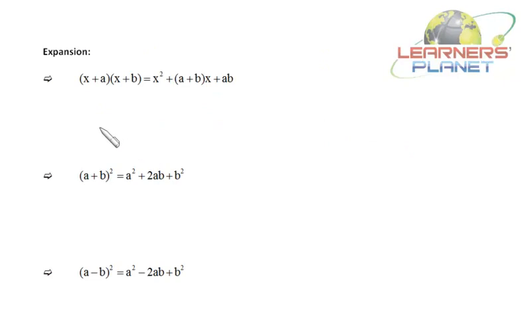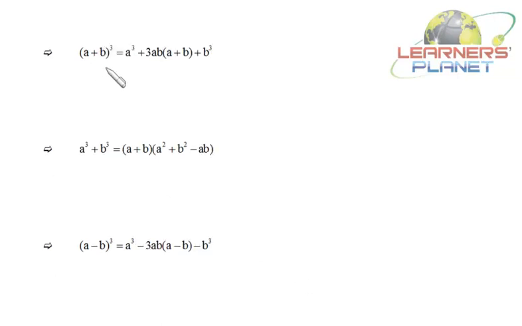Now we see some important expansions which will be useful when we are going to solve multiple choice questions. See this first expansion: (x plus a) into (x plus b) is equal to x square plus (a plus b) x plus ab. This is actually polynomial multiplication which you might have learned in your junior classes also. So just for a recap, I'm going to share it with you. Here, (a plus b) whole square is a square plus 2ab plus b square. And (a minus b) whole square is equal to a square minus 2ab plus b square.